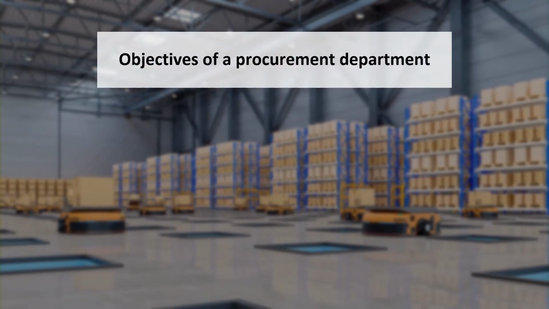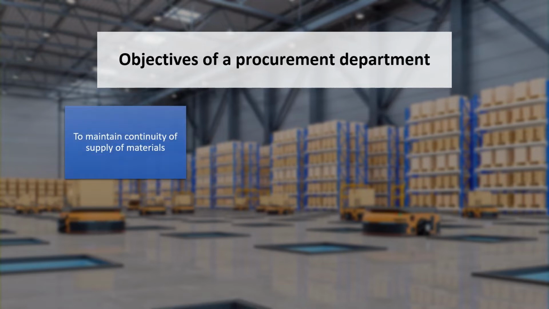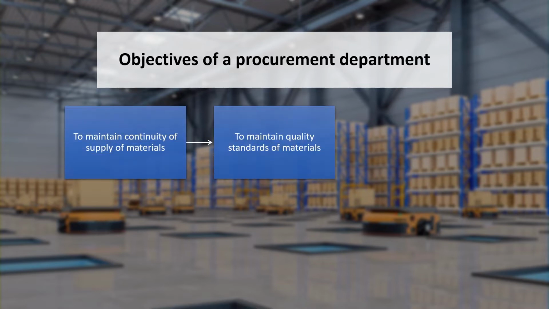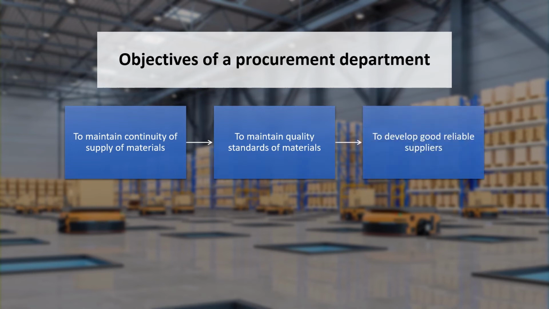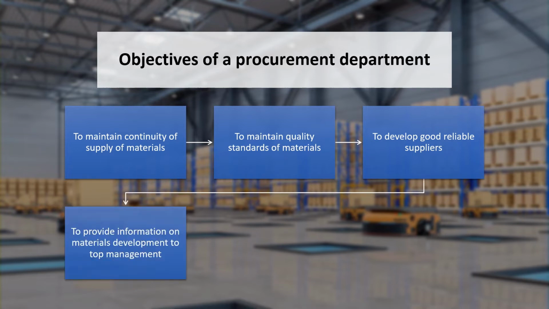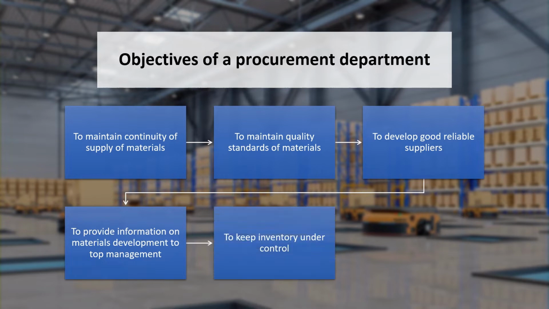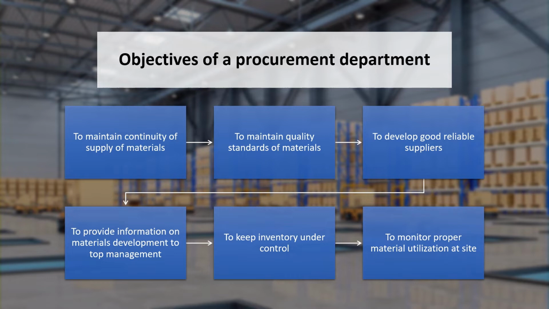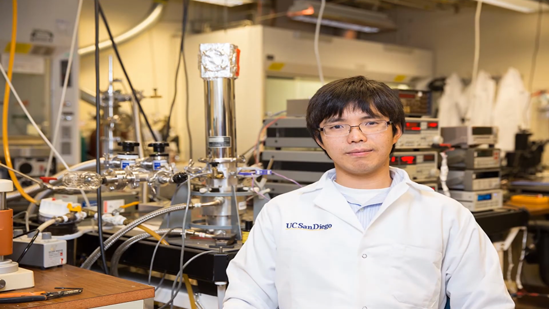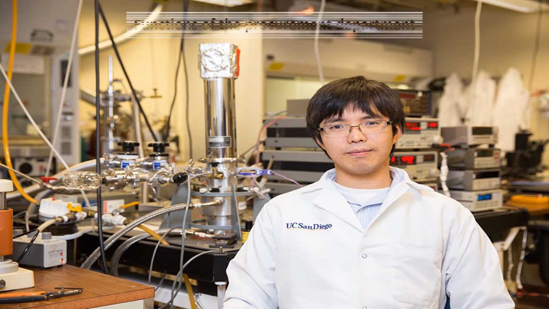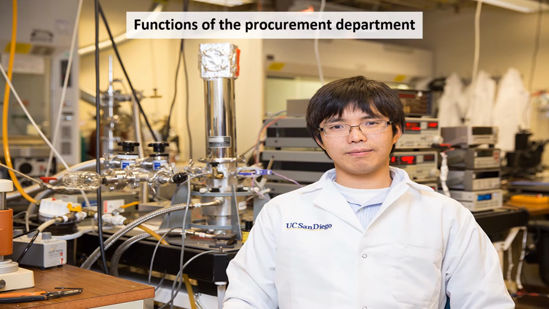The first and foremost is maintaining continuity of supply of materials. To maintain quality standards of materials, and to develop good, reliable suppliers is very important. Others are to provide information on materials development to top management, to keep the inventory in control, and to monitor proper material utilization at site. Looking at the objectives of the procurement department, there are various functions and roles performed by the managers in charge of the procurement department.